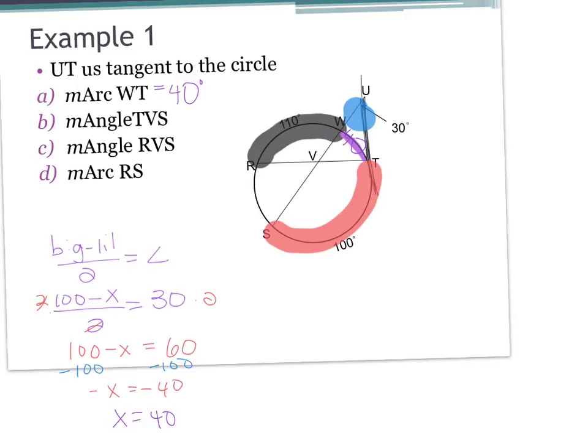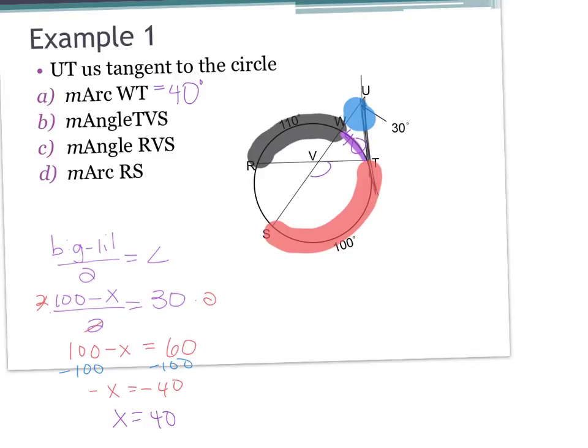Okay, then B says find the measure of angle TVS. Is TVS a central angle? Is it an inscribed angle? What's inscribed mean? Inscribed means the vertex is on the circle. So is TVS inscribed? No, so it's that third kind, that floating angle in between. To find the measure of that angle, I add the arc it intercepts plus the arc its vertical angle intercepts and divide by 2.